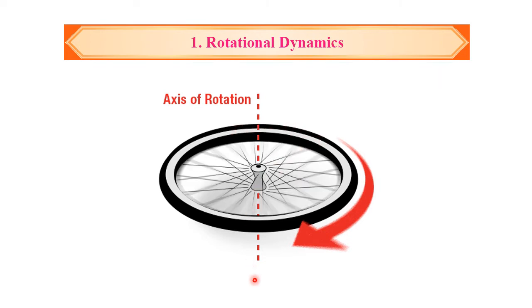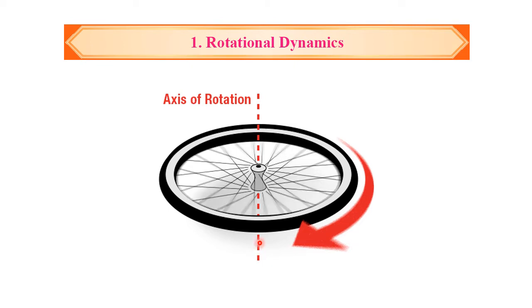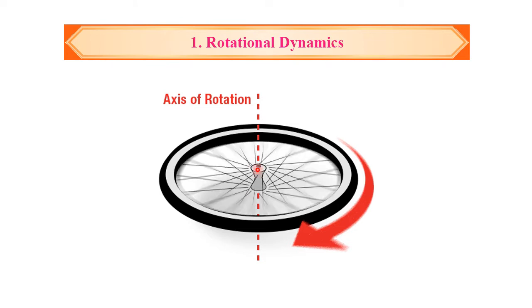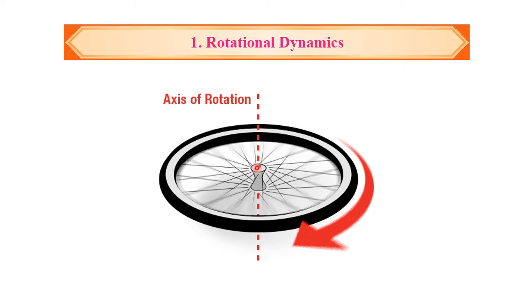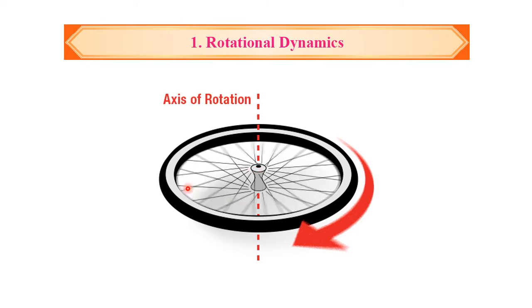At the same time, when the wheel is rotating, obviously this is the fixed axis around which it is revolving or rotating. So all the particles at this point are performing a rotational motion because they are just rotating on their own axis. The particle at this point performs rotational motion, and the particles which are at some distance from the axis of rotation are performing a circular motion.